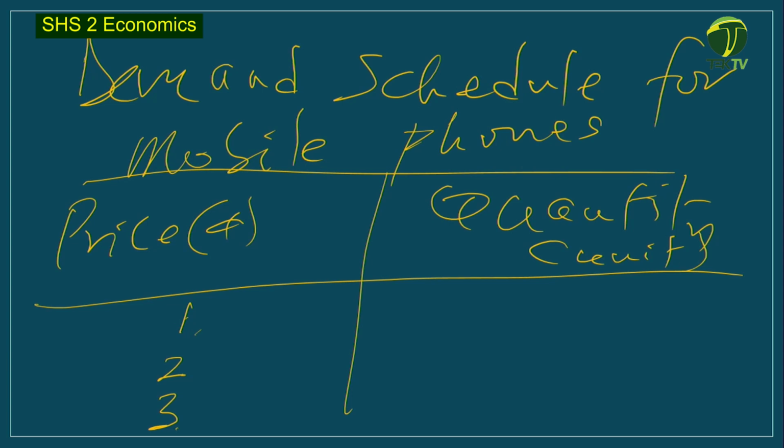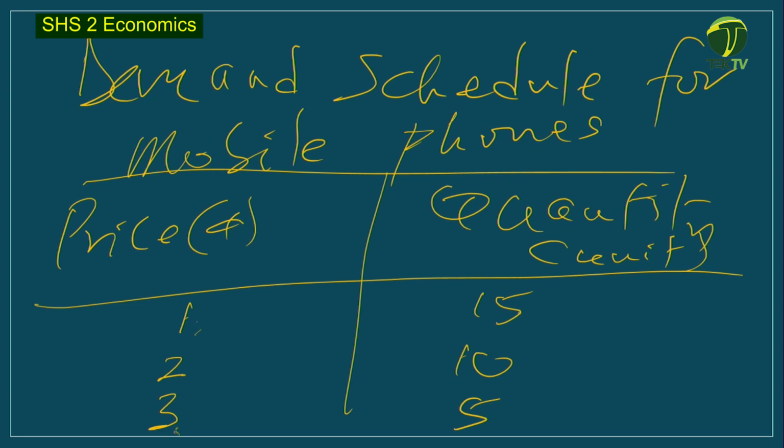Therefore, if let's say the initial quantity is 15, per the law, as price increases from 1 to 2, quantity demanded has to decrease, let's say from 15 to 10. If price further increases to 3, we expect quantity to also decrease from, say, 10 to 5. What is happening here is that as price increases from 1 cedi to 3 cedis, quantity demanded decreases from 15 to 5, showing an inverse relationship between the price of mobile phones and quantity demanded.